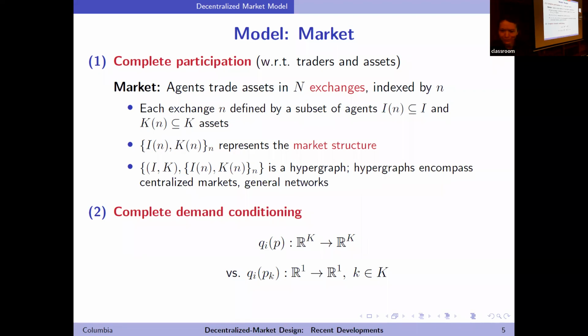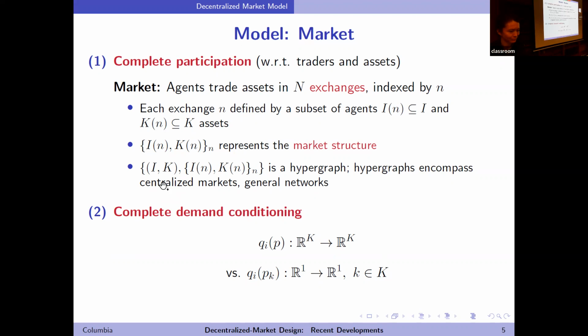So mathematically, a hypergraph is defined as a set of elements, nodes, and a set of edges, exchanges here, or a set of all subsets of X. So in our model, the set of elements is the tuple, the set of agents and assets. An edge is an exchange. The set of all edges is the set of all exchanges, right? This is the set of all edges.